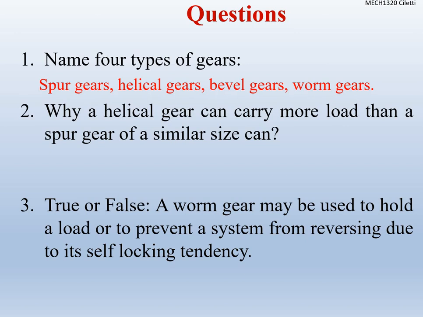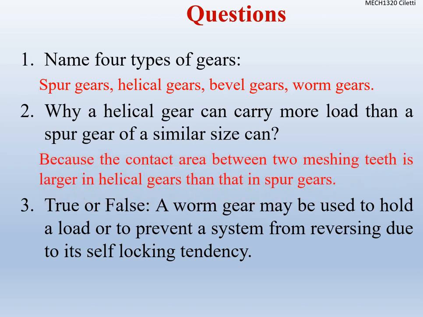Why can a helical gear carry more load than a spur gear of similar size? It's because of the two meshing teeth, and it takes care of the vibration. Well, not the double helical, that's a herringbone, but the contact area is more. So that's the advantage of the helical gears as well.